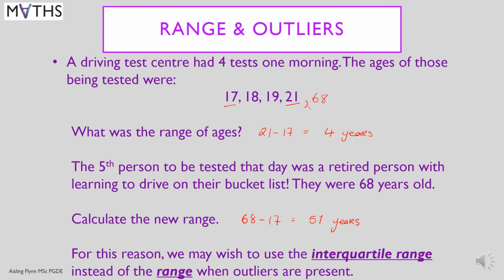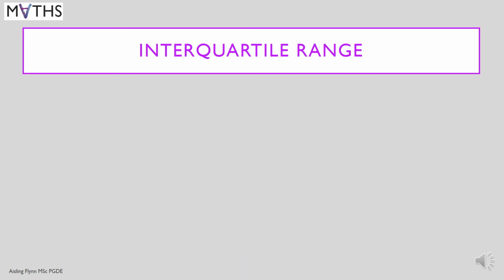For this reason we may wish to use something called the interquartile range instead of the range when outliers are present. So let's explain that. Interquartile range. Now it's a little bit as the name suggests. Inter, we'll say it's in between. Quartile, it's something to do with quarters, or 1/4, and we do use range, which is a max minus a min, so the largest minus the least.